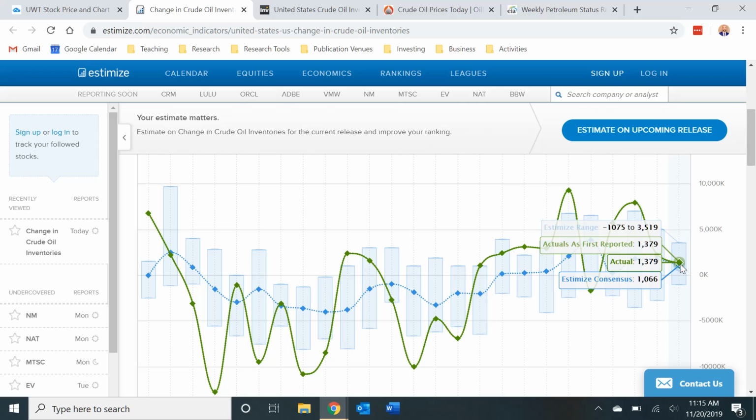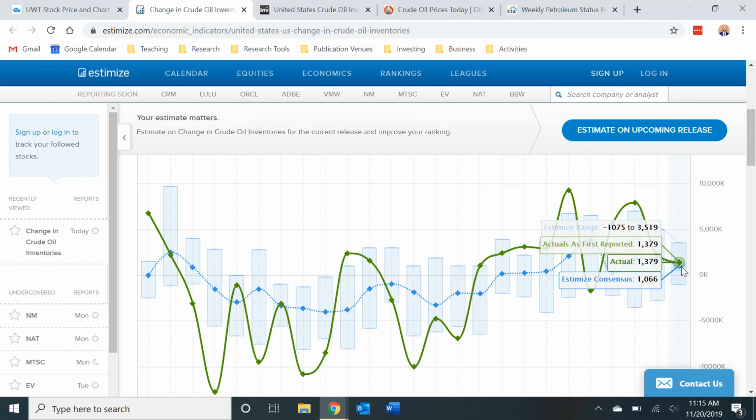If, on the other hand, it said that we had an oil inventory reduction by 10 million barrels, that oil inventories actually decreased by 10 million barrels, then I would expect this data point would be down here. It would be way outside the error bars on the downward side. And then I would want to buy the UWT fund to ride oil prices up for the day.